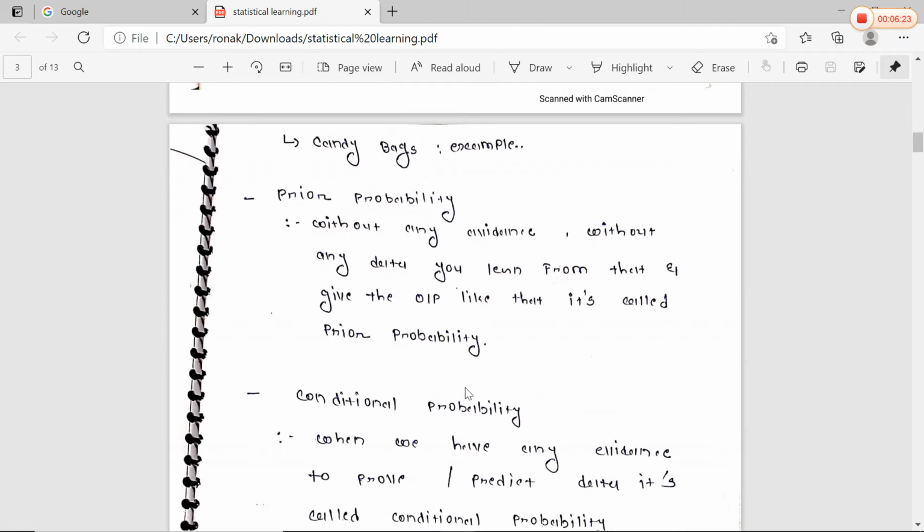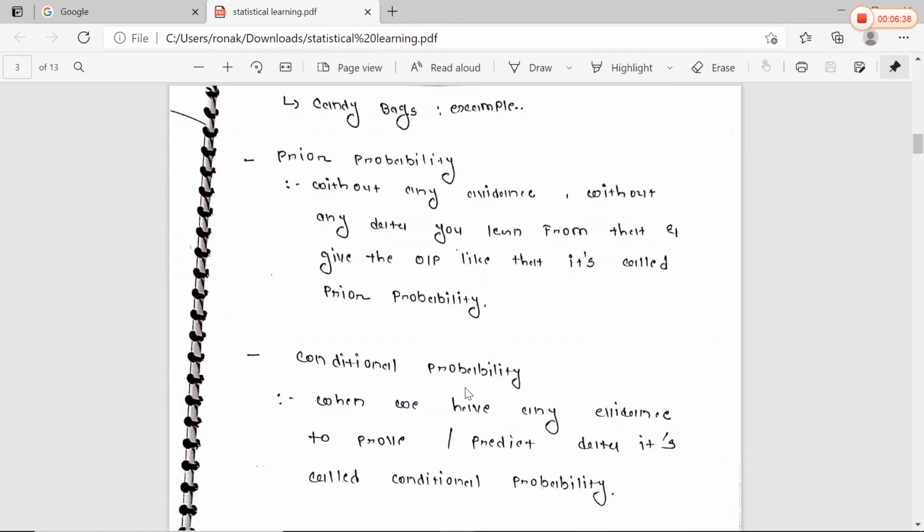Let's discuss one example, the candy bag. It is a very interesting and very famous example for probabilistic or statistical learning. First of all, we discuss prior probability and conditional probability. Prior probability means without any evidence, without any data, you learn from what is given, like that. It is called a prior probability.